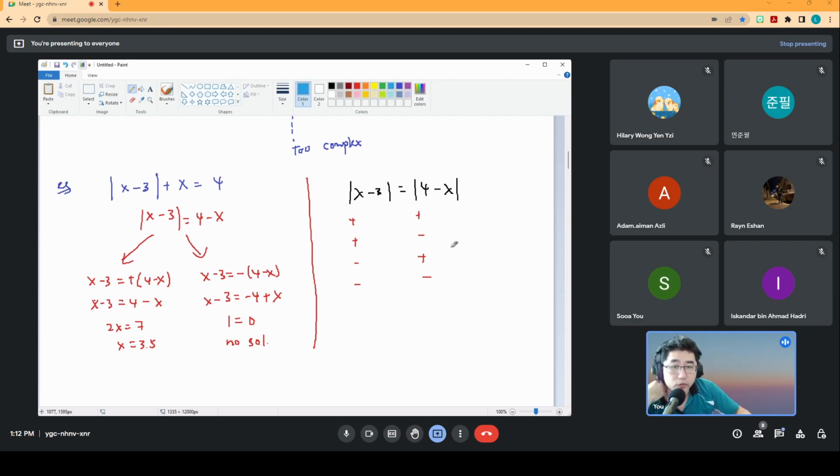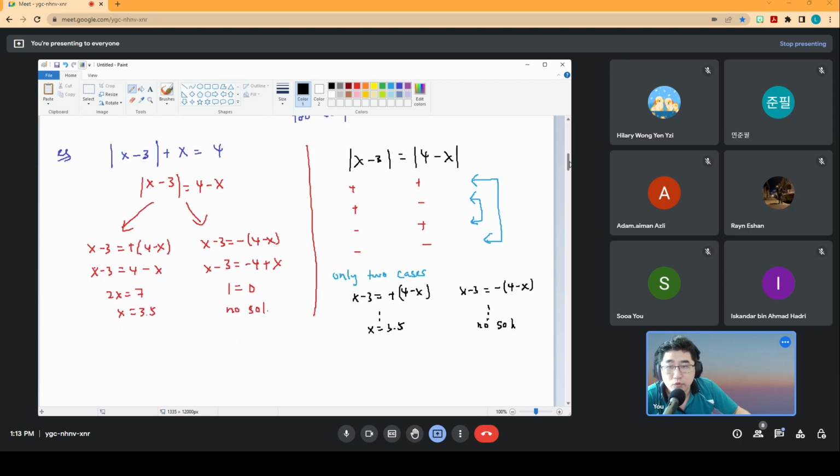Okay, then you'll realize that since it's a plus, plus, and minus, minus, these two are actually just the same thing. Therefore, you only have two cases. So we will have a form of x minus 3 equals positive of 4 minus x, and x minus 3 equals negative of 4 minus x. In the end, we do. Okay, we only have one answer. No solution.